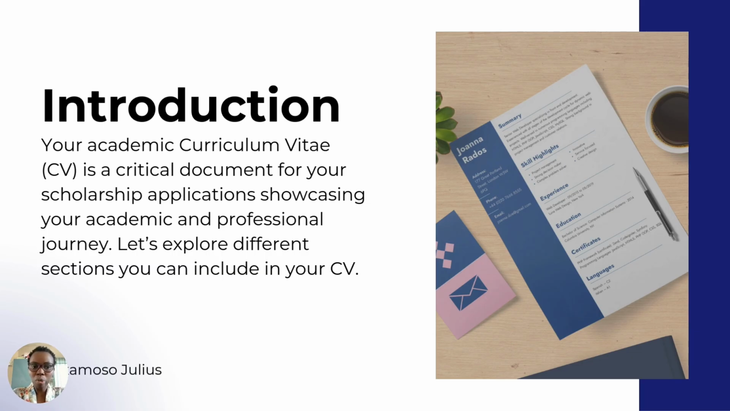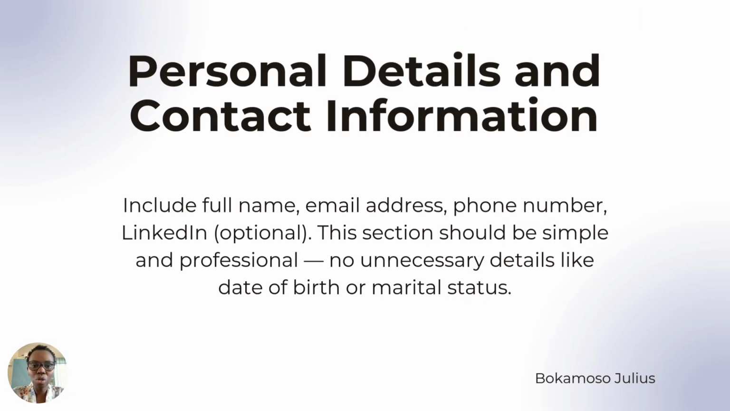I've already explained about the CV because you are applying for admission or a scholarship, so it has to be an academic CV, not professional one. It should not sound like you are looking for a job. The first section that you have to add is your personal details and your contact information. Your personal details are your full names, your email address, your phone number.